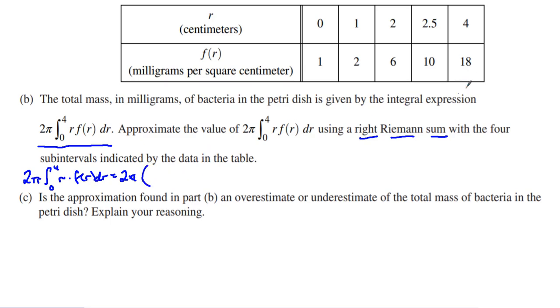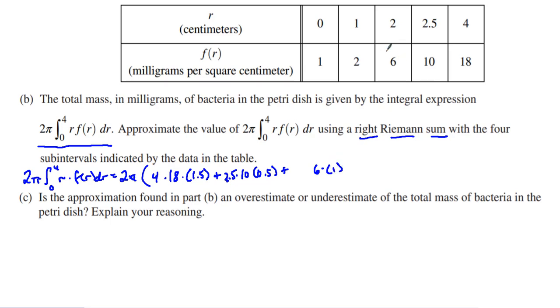Remember the right Riemann sum. We'll start with the right-hand side. We have 18 times the difference in x, the delta x, which is 1.5, but we have to multiply that by the r at that exact point, and the r is 4. So we do r times f of r for each and every point. Then we go to the second point, which is 10 times delta x. The delta x goes from 2.5 to 2, which is a 0.5 difference, and again we multiply by the r, which is 2.5.